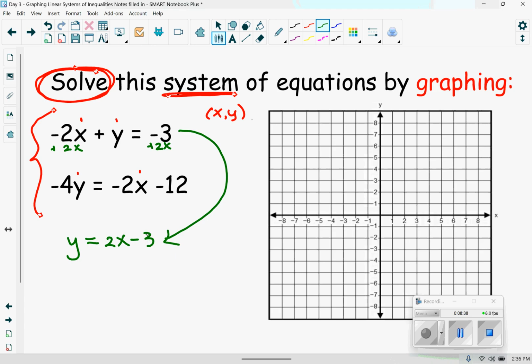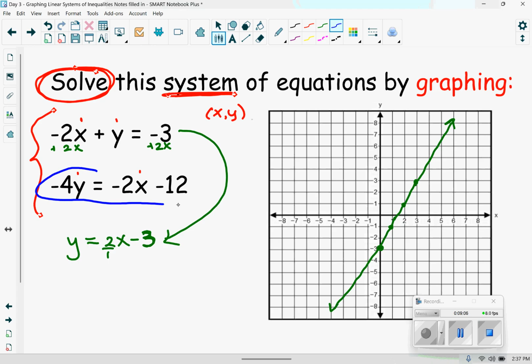So from that, now I can graph. I'm going to go to the y-intercept of -3. And from there, I'm going to start hiking. I'm going to go up 2 over 1, up 2 over 1, up 2 over 1. And I'll draw me a nice line. When you're doing these, you want to make sure your line's pretty long so that the two lines do actually intersect.